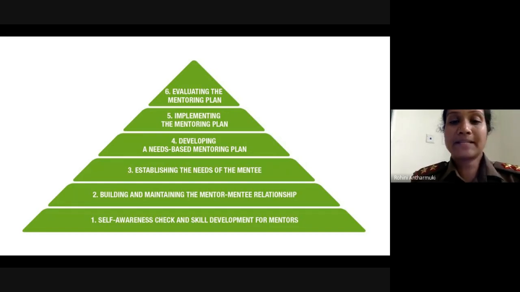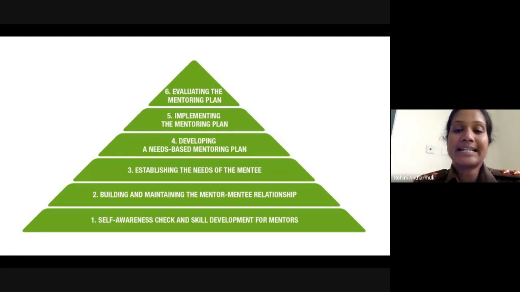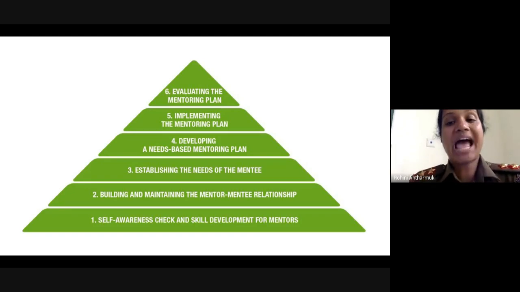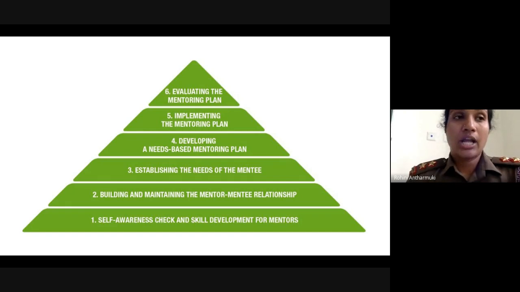The third step is establishing the needs of the mentee. You need to know what their needs are, what they are aspiring to become, and what they are trying to solve. So that is very much important. Developing a needs-based mentoring plan. Having a mentoring plan is very, very important.